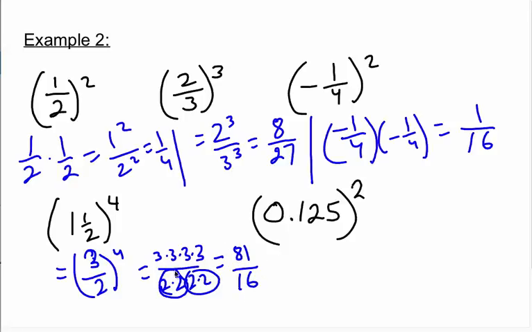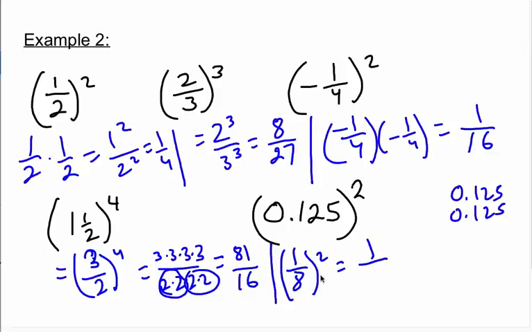Now I couldn't simplify here, so you know your answer is in the simplest form, so I don't even need to think about that. Now for this, you could do 0.125 times 0.125. It might take you a bit, but it's a bit quicker if you recognize that this is 1/8 squared, which is 1 over, now 8 times 8 is 64, 1/64.